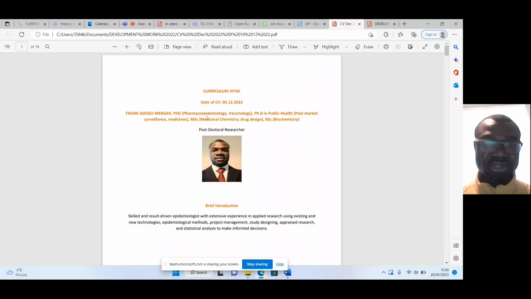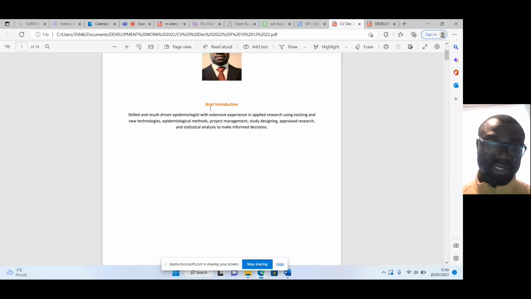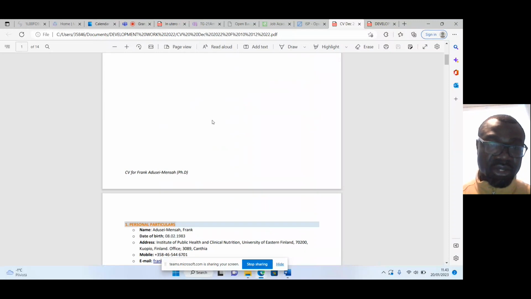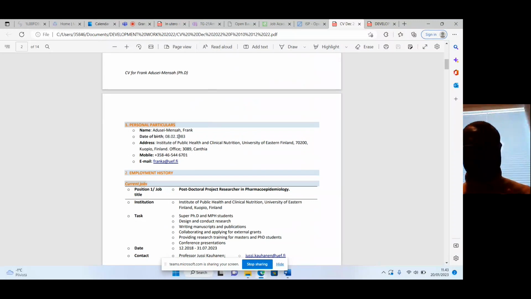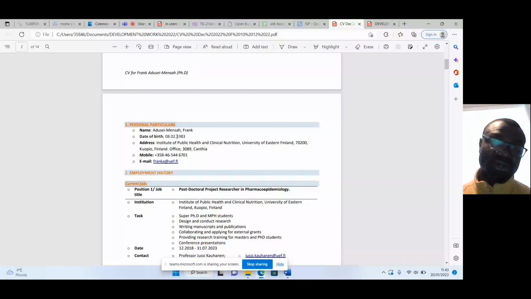The title or your degree could be outlined, and a brief introduction. Not always present, but when present, it doesn't change much. And then also your personal particulars. So for the CV, I try to divide it into three major sections. The first aspect is the personal particulars, or your biodata: your name, date of birth, your address, your contact information, phone numbers, and also email address.